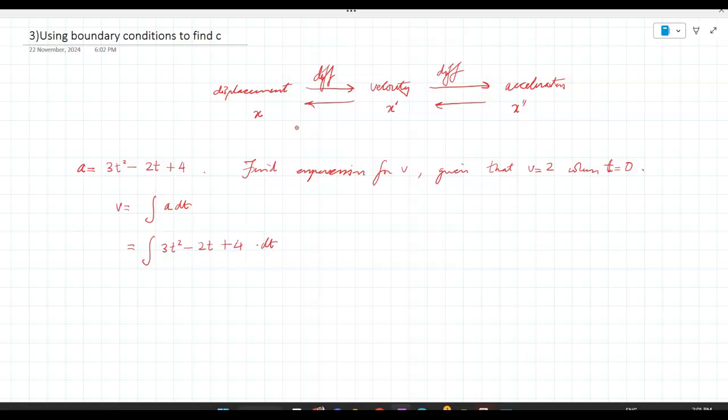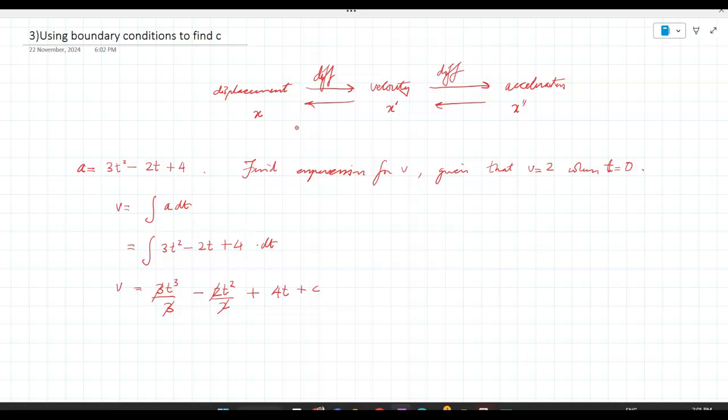Now deliberately I put this 4 because there are some people who might... it will be t squared upon 2 plus 4t plus c. Correct? This will be the velocity. Now you have to find c.